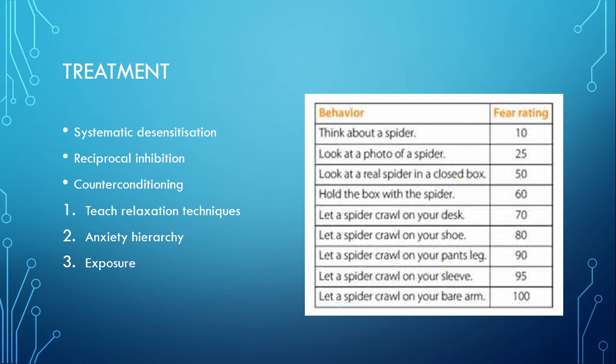Next step is exposure. So this is where you are exposed to the first step of your anxiety hierarchy, the lowest negative experience that you could have with your fear stimulus. So thinking about a spider. Then what would happen is you must relax fully, and without that you do not get the full marks on the mark scheme. So you're exposed to the first thing, thinking about a spider, and your fear rating is 10.